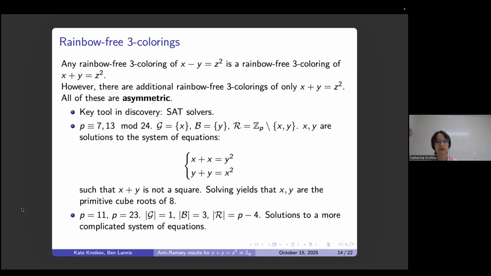And now, these are all the ones we found. We think it's all of them because with the SAT solver, we could generate, I believe, up to around primes up to 500 about, until it starts getting really slow. And it's possible that there's some p such that there's a different system of equations that that prime satisfies and gives us another asymmetric rainbow-free coloring, but we're not sure, and we think this is all of them.